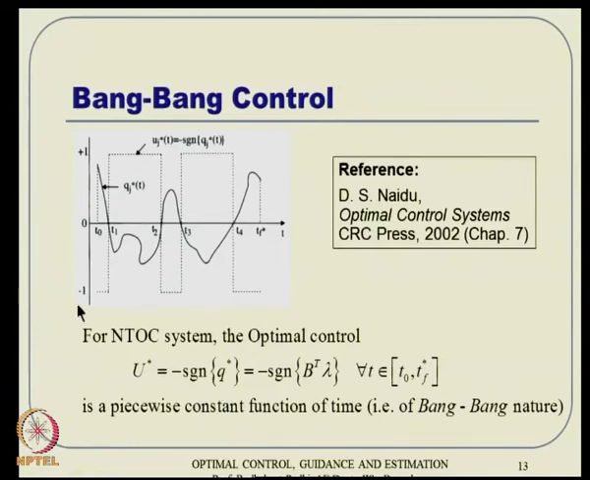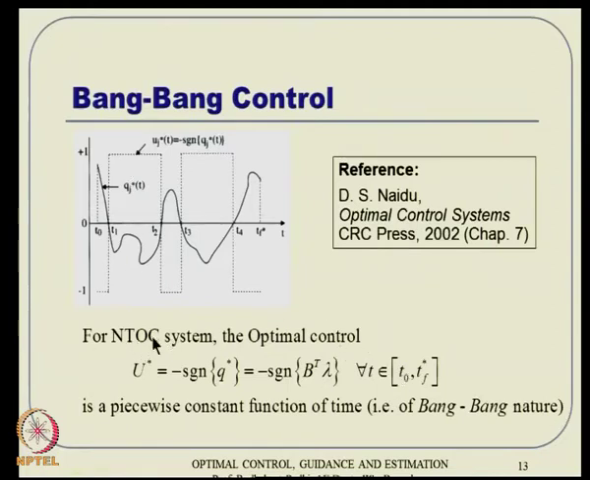So, now you can very quickly see that this is either minus 1, then suddenly goes to plus 1, then stays there and again comes to minus 1 and stays there, and instantaneously changes to plus 1, and stays there. So, intuitively and also logically, it is called bang control. It goes to minus 1, the maximum bound, then bangs to plus 1, the other side, and then again bangs to the other side. It's called bang control.